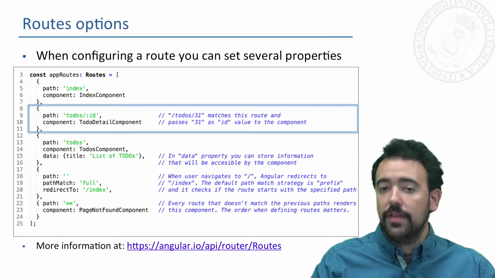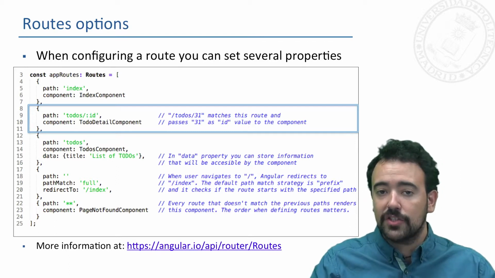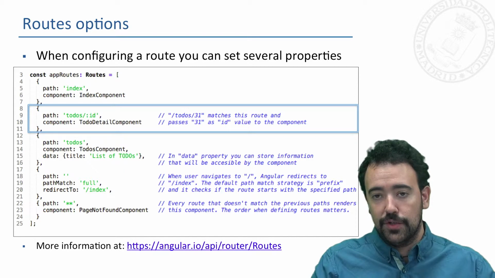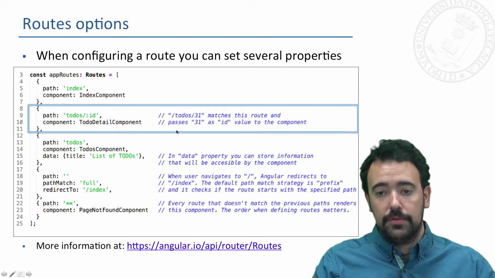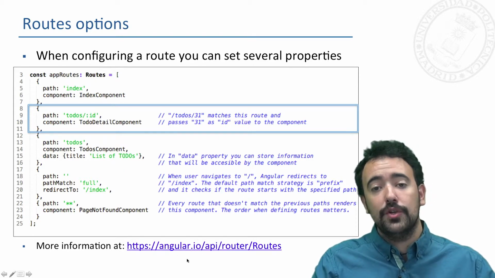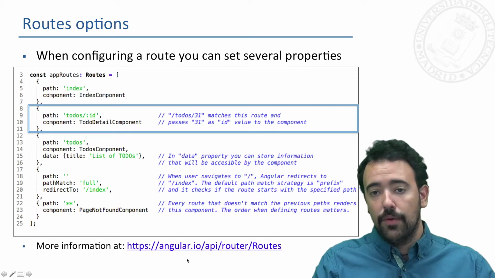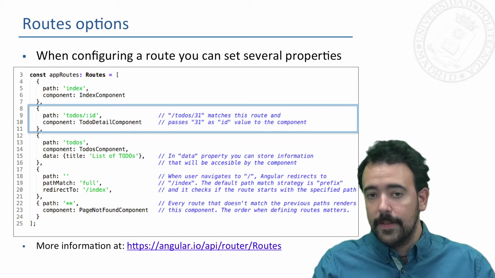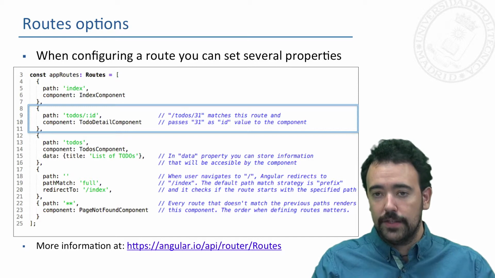So this is very easy, but of course we can configure a lot of things in order to manage complex behavior when using routes. Let's see a set of examples. Of course, in the Angular documentation, you have the full information about all these parameters and all this configuration.